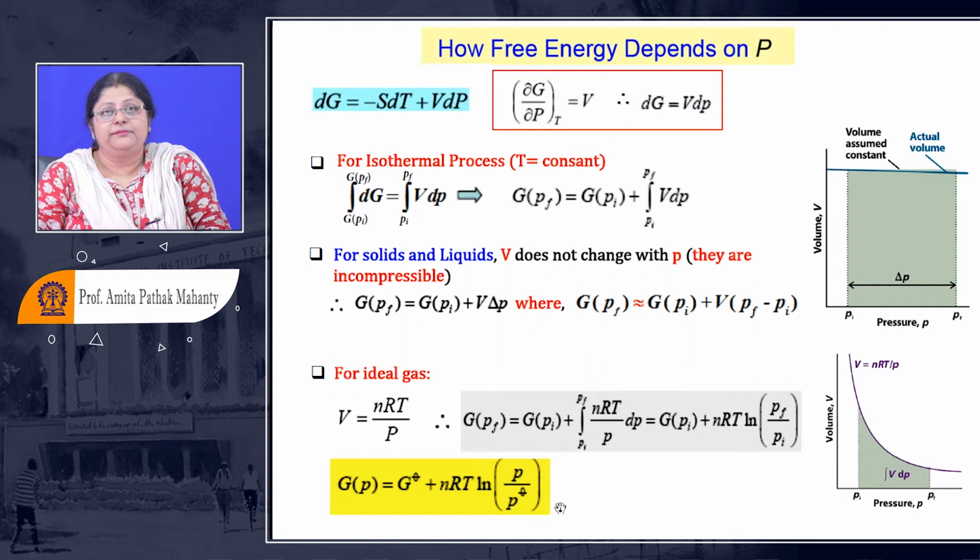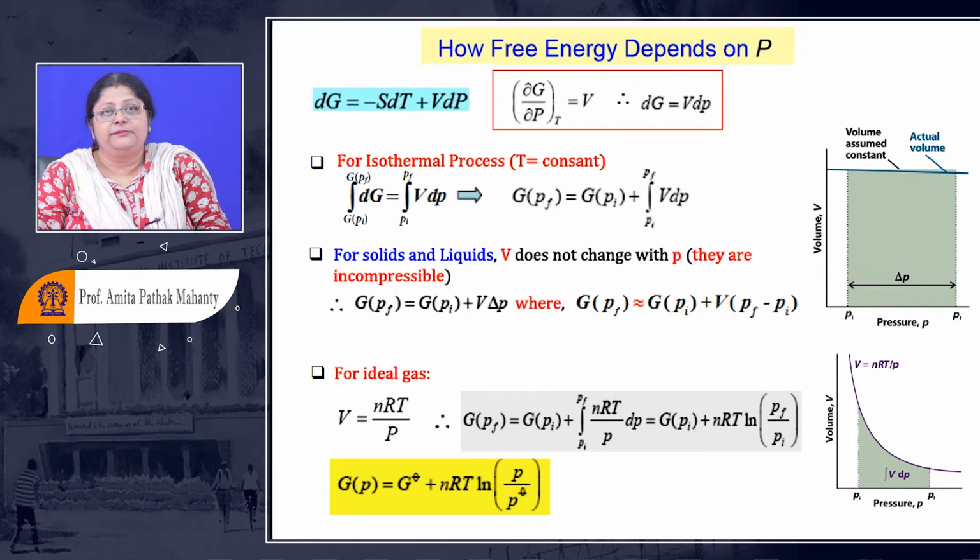Okay, so if you write this in the formula which is given right now in the yellow, the Gibbs energy at a pressure P is equal to the Gibbs free energy at standard state plus nRT ln P by P naught. That means this P naught is the standard condition which we are defining. From this expression, am I clear?